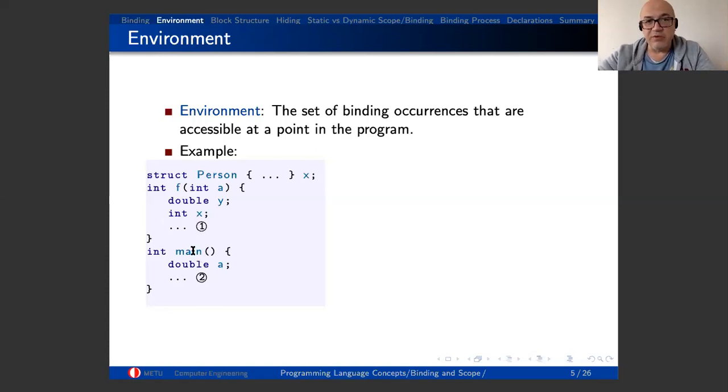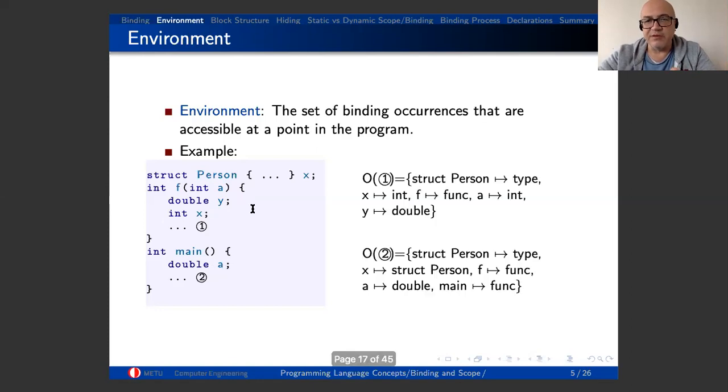Main, no. And this A, yes, but not this A. And if you add all of them, you will find an environment. So it is like this one. On the other end, we have some identifiers which are not accessible, like this X, because local X hides it. And this A, which is on a different environment, this main, which is after the function definition. So the order of declarations are also significant in C.